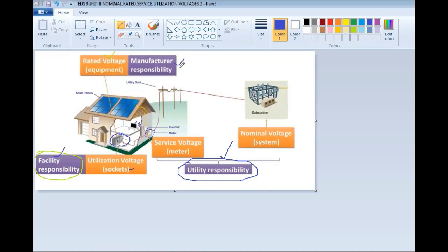Whatever equipment they supply, it should be designed in such a way that it operates at a rated voltage or within the prescribed limits optimally. So this is another thing. It is a manufacturer's responsibility.